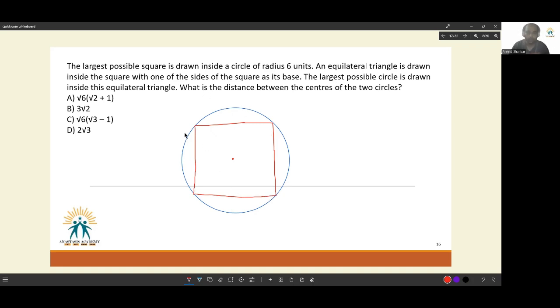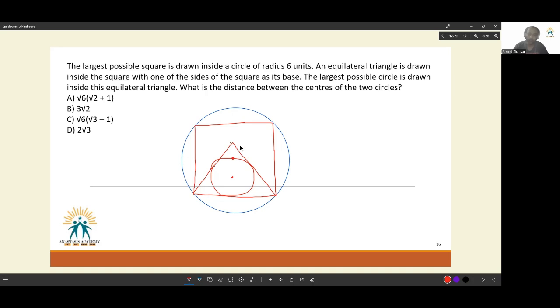Square is made. The largest possible square is drawn inside a circle of radius 6 units. An equilateral triangle is drawn inside the square with one of the sides of the square as the base. So now, this here will be the equilateral triangle. The largest possible circle is drawn inside this equilateral triangle. What is the distance between the centers of the two circles?